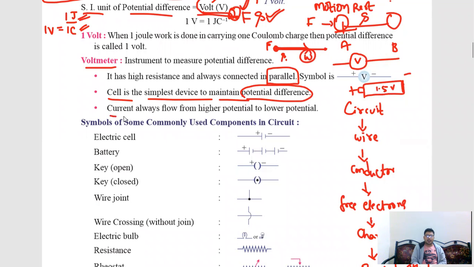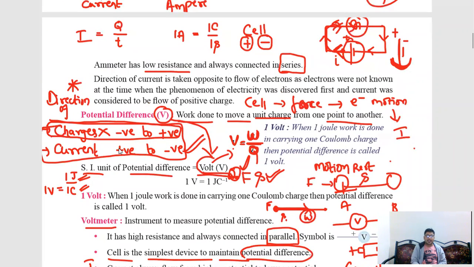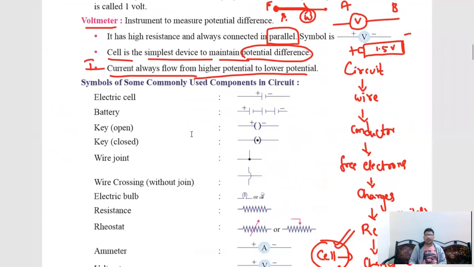Now you see, current always flows from higher potential to lower potential. Current means I. So I told you current flows from higher to lower. Higher potential means positive, lower potential means negative. That's what I told. For higher potential, a big line, positive. For least potential, a small line, negative.